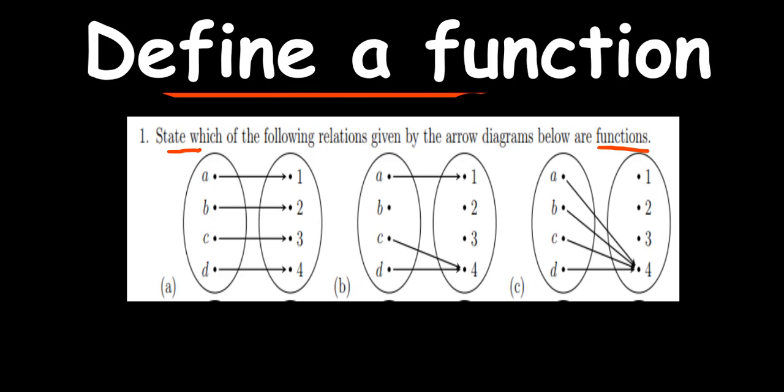So we said we have two conditions to satisfy if a certain relation is a function. The first one is that each element of the first set should have an image in the other set, and two is that that image should be unique. So now the first question here, state which of the following relations given by the arrow diagrams below are functions. So the first one here, I'm going to ask you guys, is the first one a function or is it not a function?